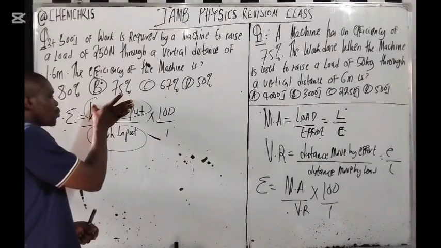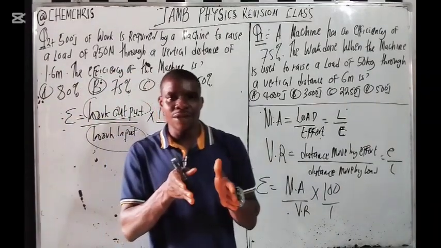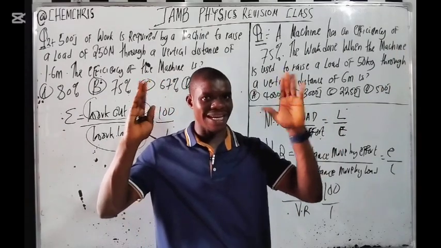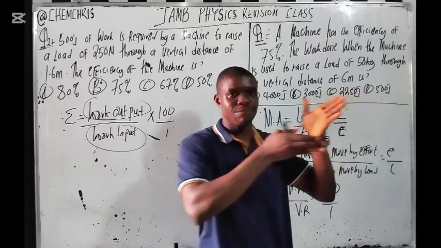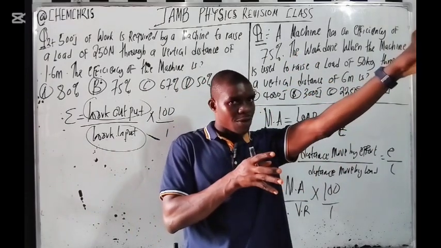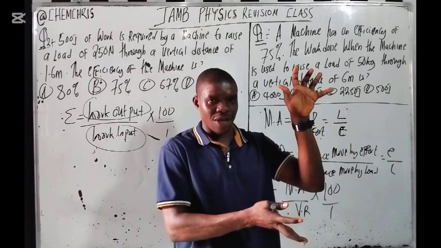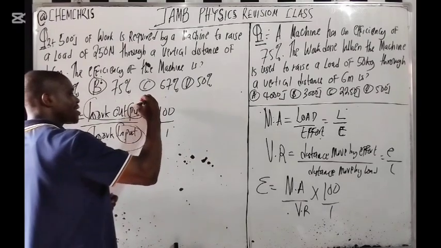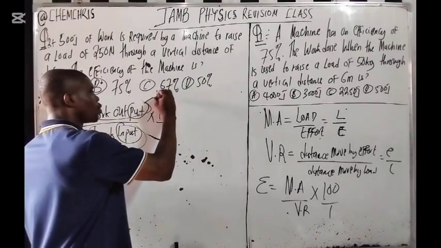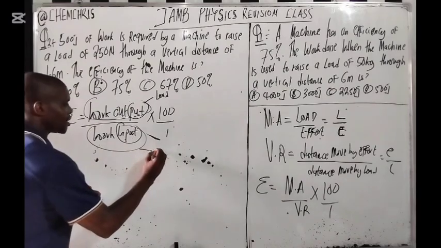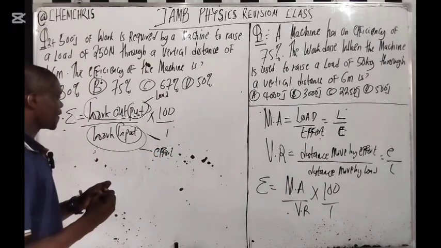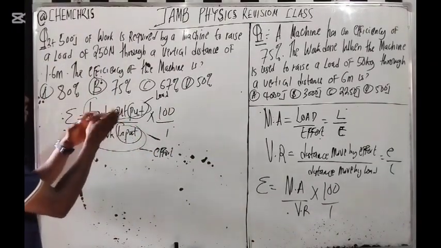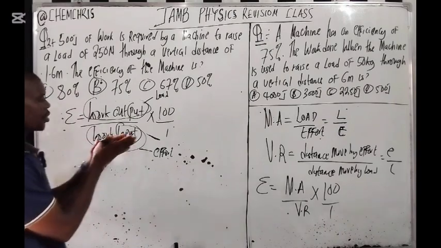The work output is the work done on the load, because we have two things here: effort and load. Do you understand? So the output is the load you are overcoming, and the input is the effort you put in. So the work output is related to the load, and the work input is related to the effort.